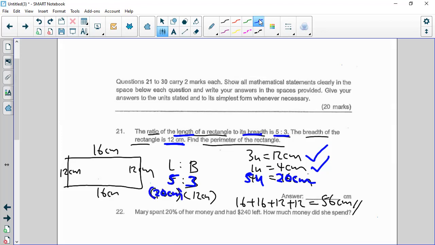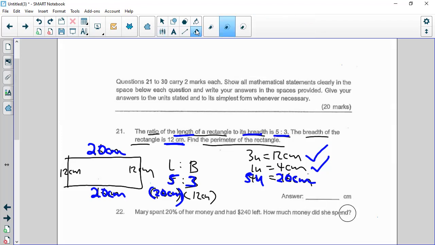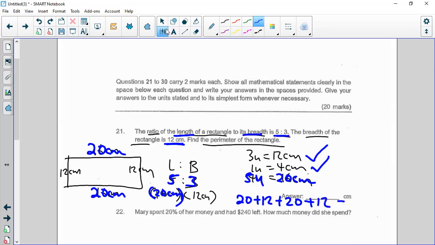So let's do some adjustment. If the length is 20 cm, then you just put over here 20 and 20. Those of you who are doing corrections, you just tidy up the steps. So now can we find the perimeter of the rectangle? How do you find the perimeter? You add all the sides. So 20 plus 12 plus 20 plus 12. What is that? Your answer will be 64 cm, right? So now does everyone get the answer correct already?